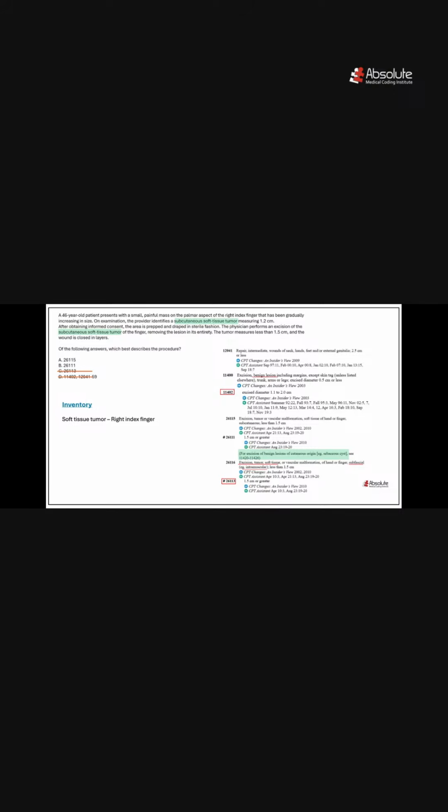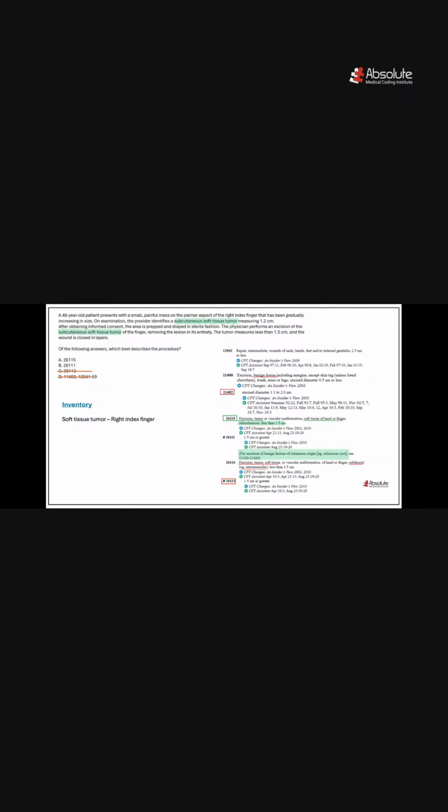Excise diameter is 1.1 to 2 centimeters. Now, again, this is for excision of benign lesions of cutaneous origin, right? We had an excision of a soft tissue tumor, and you can see it's also documented over here that for excision of benign lesions of the cutaneous origin, you have to use the code series from 11420 through 11426. So this is not a cutaneous lesion. We are coding from the musculoskeletal chapter because it was a subcutaneous soft tissue tumor.